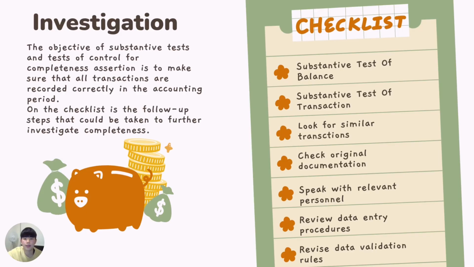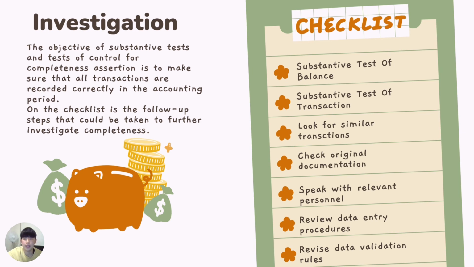The objective of the substantive test and test of control for completeness assertion is to make sure that all transactions are recorded correctly in the accounting period. On the checklist are the follow-up steps that could be taken to further investigate the completeness. Firstly, substantive test of balance. We could look at the total balance on the balance sheet, then compare it to the related journal to find out the inconsistencies or incomplete transactions. Secondly, substantive test of transaction. We could look at a single transaction to find out the incomplete transaction.